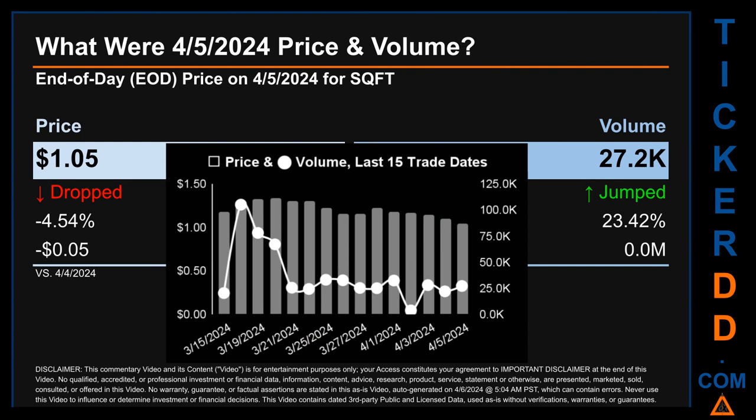Across a range of 29 cents, the max and minimum end-of-day price were respectively 1.34 and 1.05. Volume saw a range of 101.4 thousand, from a day low of 3.8 thousand to a day high of 105.3 thousand.